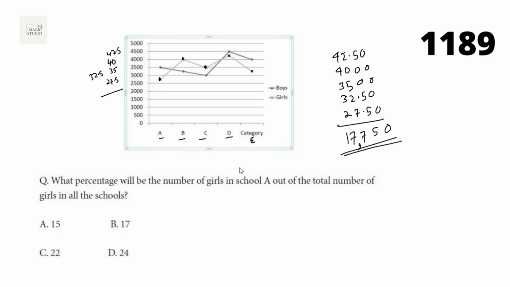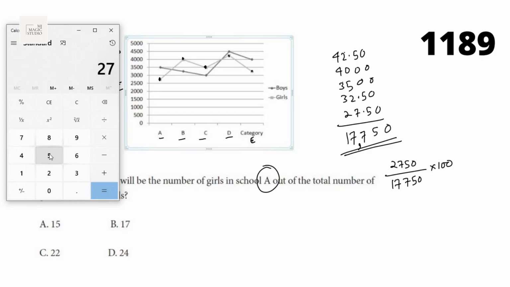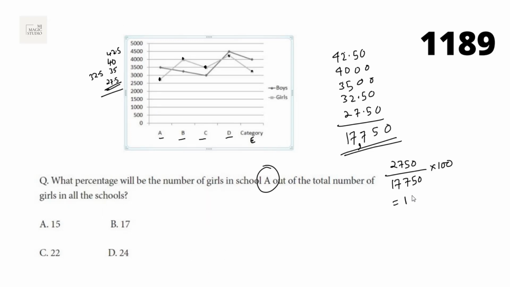Now the question is, what is the percentage of number of girls in school A? So school A was 27.5. So we are looking for 2750 divided by 17,750 into 100. The calculator value would be 2750 by 17750 will give 15.49, 15.5% precisely. And if these options are given, 15, 17, 22, 24, we'll opt for option A, 15%.